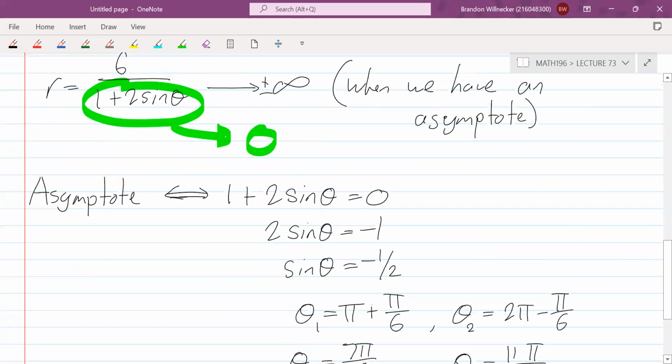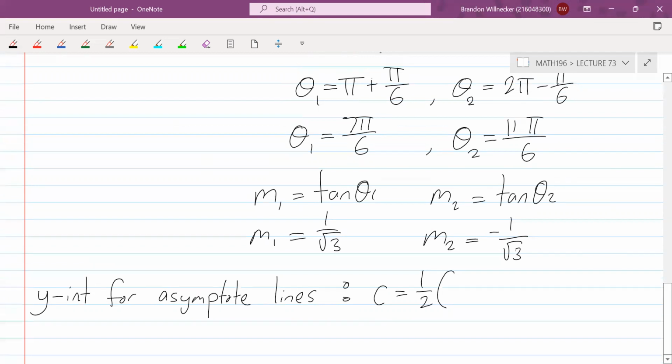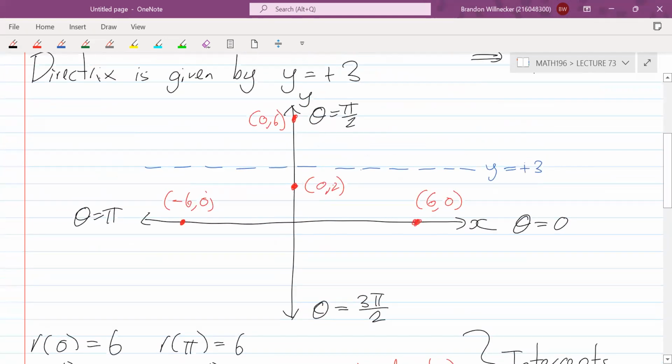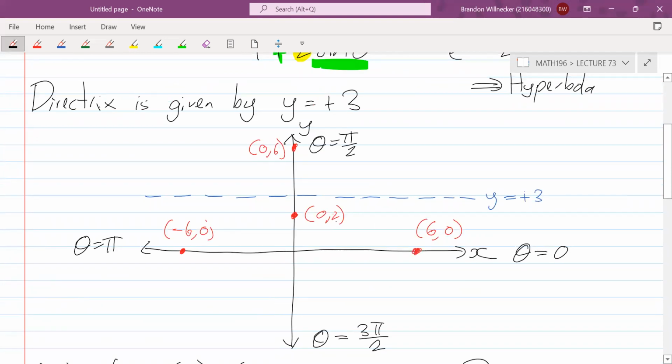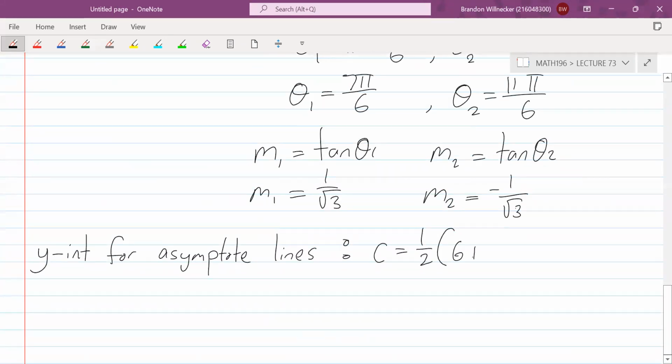Okay, so we've got the gradients, now the y-intercept for the asymptote lines. Remember, it's going to be halfway between the y-intercepts. So c is going to be 1/2 of the first y-intercept. We calculated that already, that's 6. The other y-intercept was at 2. So it's going to be 1/2 of 6 plus 2. 6 plus 2 is 8, divided by 2, that's going to be 4. Okay, so we've got our two asymptote lines.